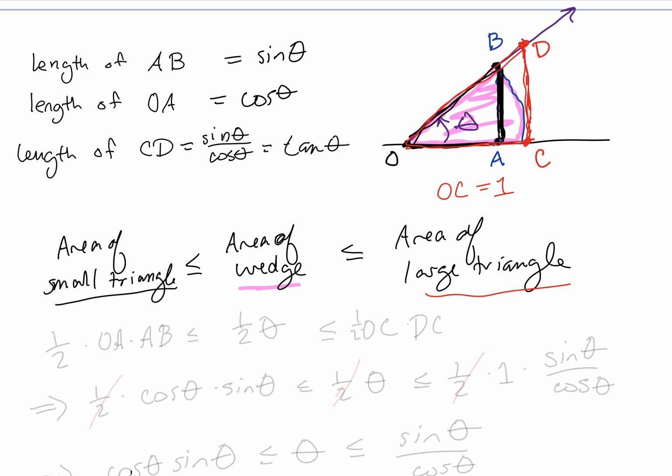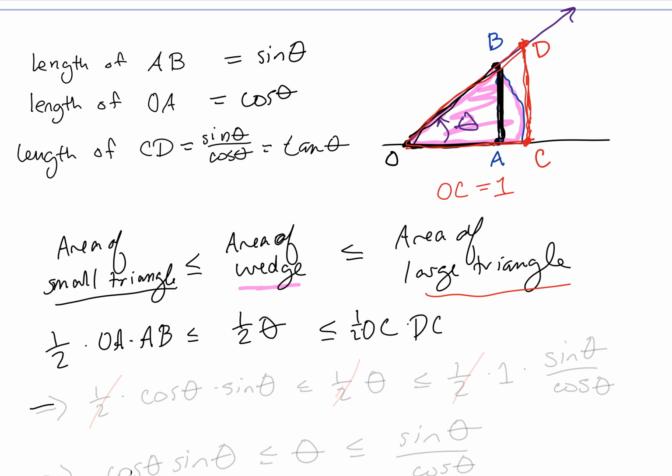Now let's just figure out what each of those areas is equal to. So the area of the small triangle is 1/2 times the base times the height. The base is OA, and the height is AB. Less than or equal to the area of the wedge. We found that above and saw that the area of the wedge was 1/2 times theta, which is less than or equal to the area of the large triangle. So that's 1/2 times OC times DC. Both use the fact that the area of a triangle is 1/2 times the base times the height.